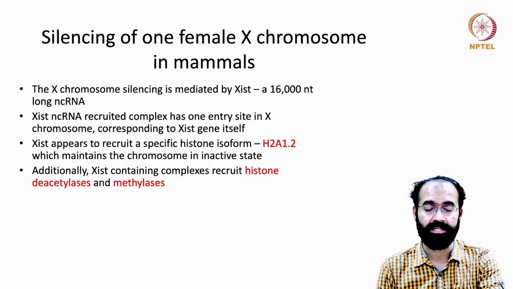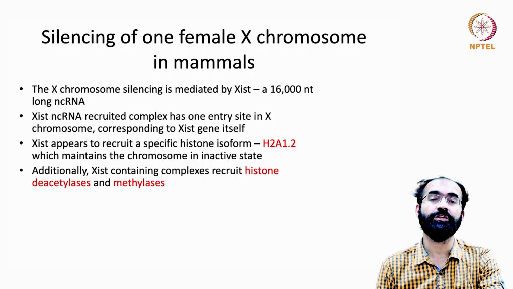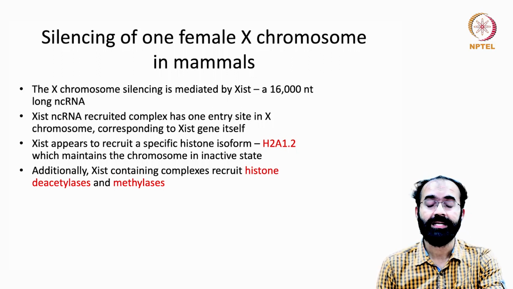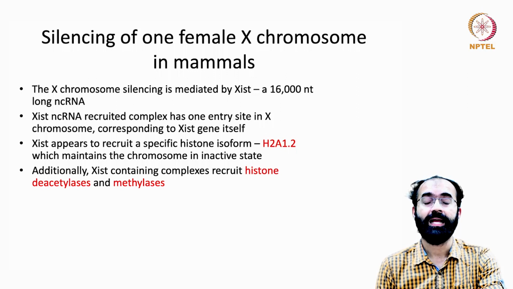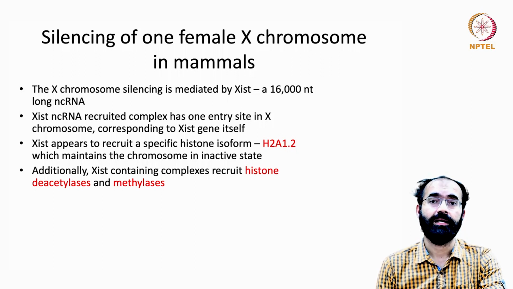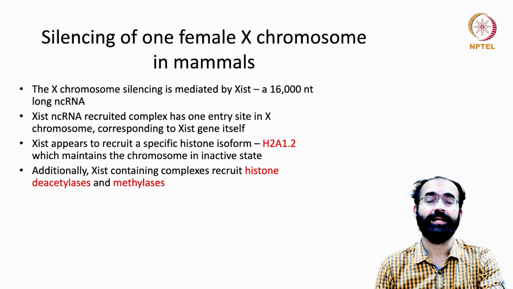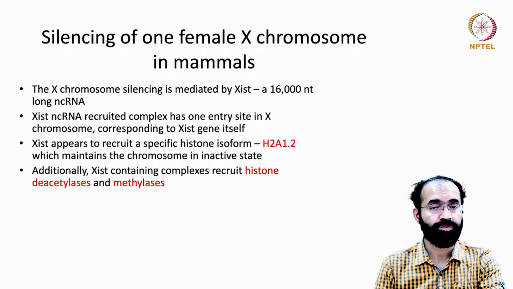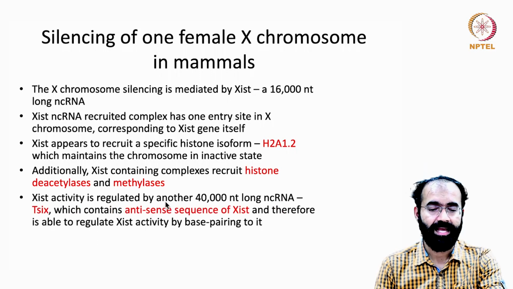So Xist does that. It will cause the compaction of the chromatin by recruiting histone deacetylase enzymes and on top of that it will make sure that once this acetyl group is gone, that place will be methylated also, so that this compact, just like putting the final nail in the coffin, it will make sure that it is compact forever. So that work comes from the Xist.